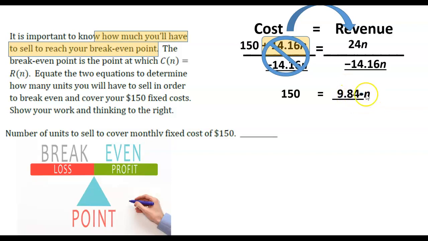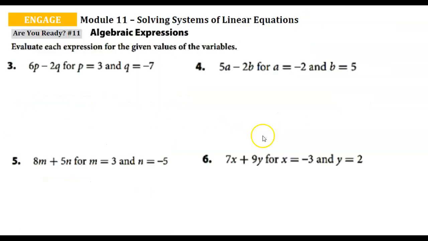Just so you know, whenever a number and a letter are next to each other, they are being multiplied. So the opposite of multiplying is dividing. So we're going to divide both sides by $9.84. Don't worry if your number is different. That's okay. But that's going to be 1N equals about 15.24. Essentially, I have to sell about 16 units, so I want to round up. I have to sell about 16 units to make a profit.